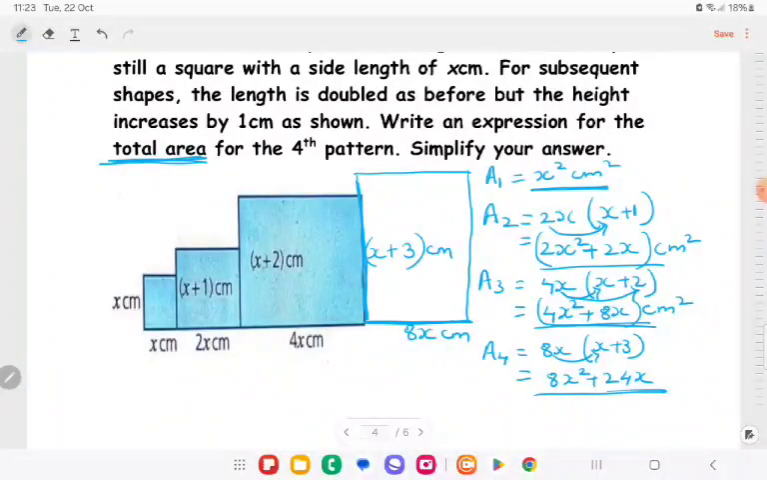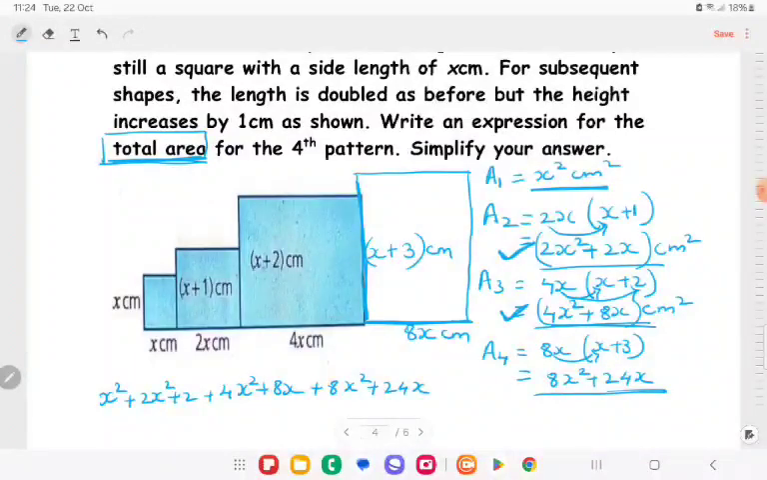So we have to find out the total area now. That means we'll have to add up all the areas. So here we go. x square plus 2x square plus 2x, this one, plus 4x square plus 8x, this one, plus 8x square plus 24x, this one.